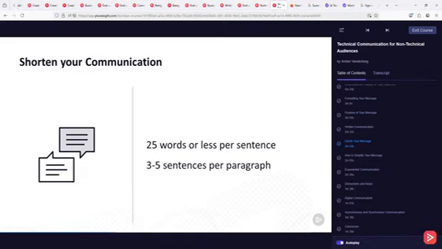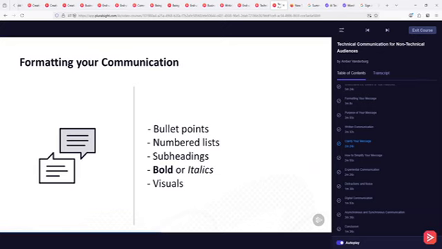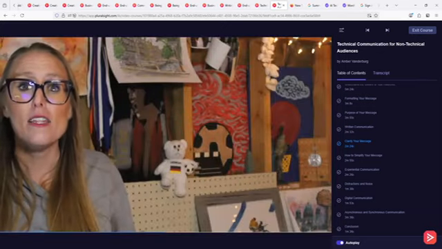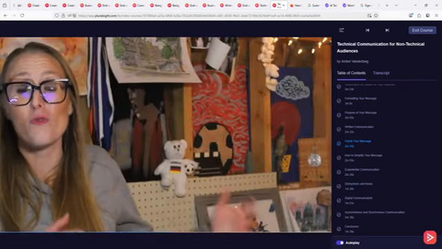Sometimes simplifying is simply a matter of shortening. Another way that you can simplify is to consider reformatting. Utilizing bullet points, numbered lists, subheadings, bolds or italics, and visuals can help the person to better understand your ideas. This could result in rewriting, and sometimes what you have is fine. It can just be reformatted.